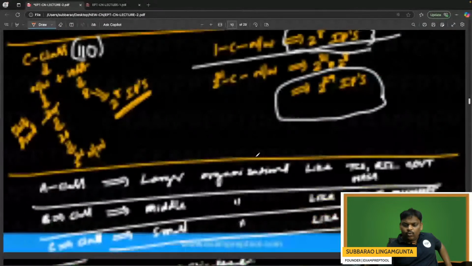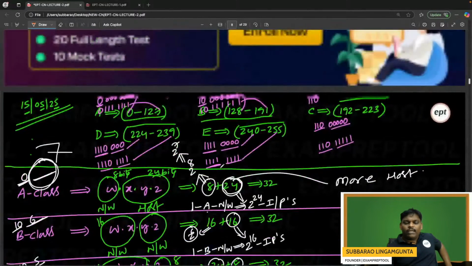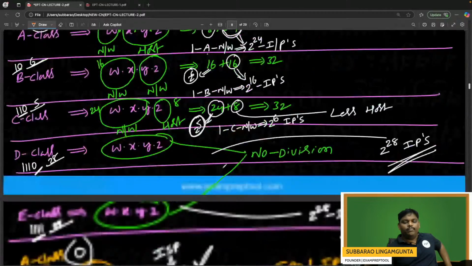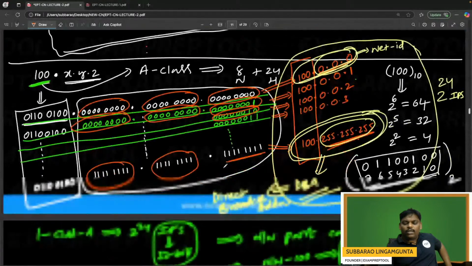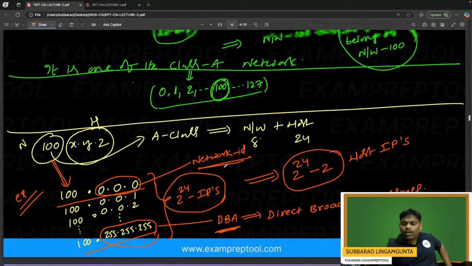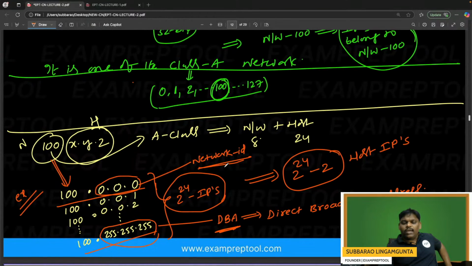You revise this. Tomorrow we'll meet again. Today one nice thing happened. Please revise this one time. Revise the total class, whatever happened till now. You will get the clarity. If one or two doubts are there, ask in the group.